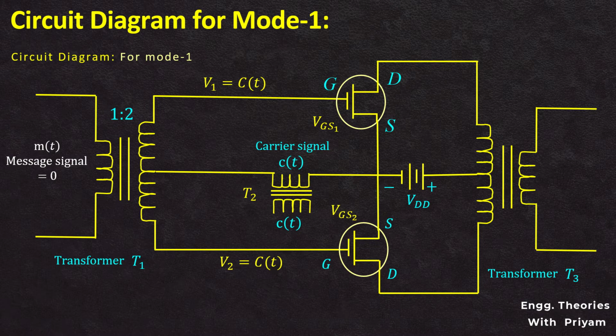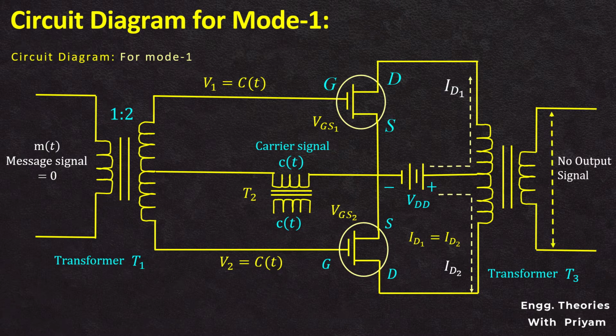And as there is voltage present between the gate and the source of the MOSFETs, the two MOSFETs will be in on condition. Then the currents flowing through the MOSFET drains, ID1 and ID2, will be produced due to the gate to source voltage and the biasing voltage VDD. The currents ID1 and ID2 are equal in magnitude but opposite in direction. Those two opposite and equal currents in the primary of the output transformer T3 cancel out each other. Due to this, input voltage to the primary of the output transformer T3 will be 0. Hence, no output is produced at the secondary of the output transformer T3. Thus, the carrier signal is suppressed.